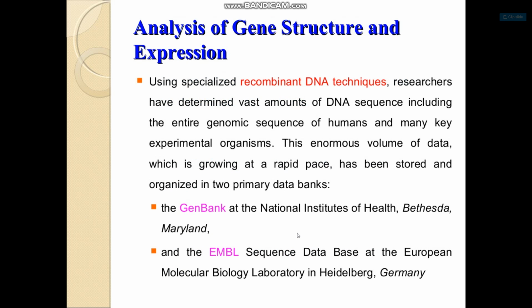So analysis of gene structure and expression: using specialized recombinant DNA techniques, researchers have determined vast amounts of DNA sequence, including the entire genomic sequence of human and many key experimental organisms. The enormous volume of data, which is growing at a rapid pace, has been stored. So first one, the GenBank at the National Institute of Health, Bethesda, Maryland, and the EMBL sequence database at the European Molecular Biology Laboratory in Heidelberg, Germany.